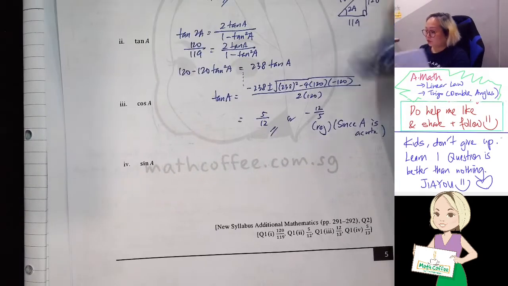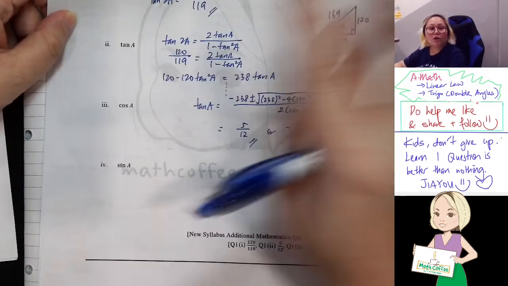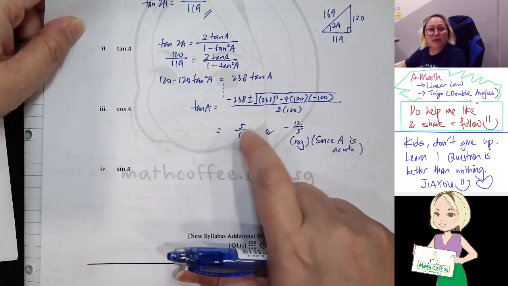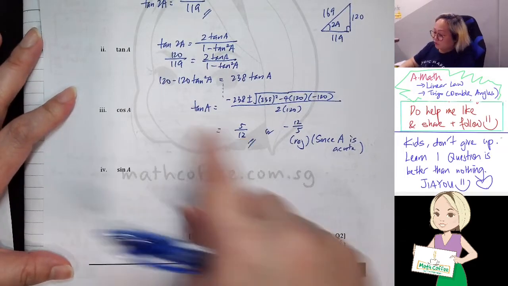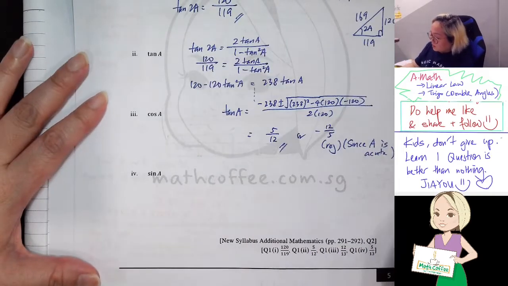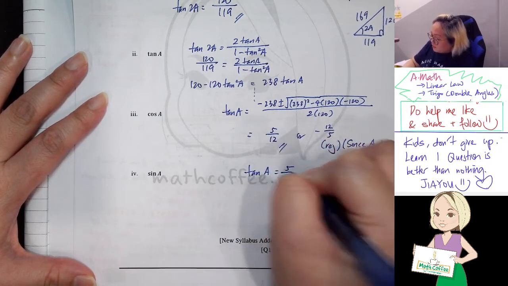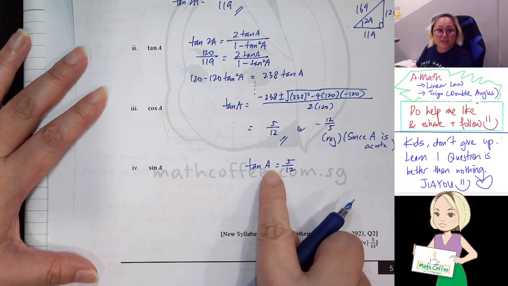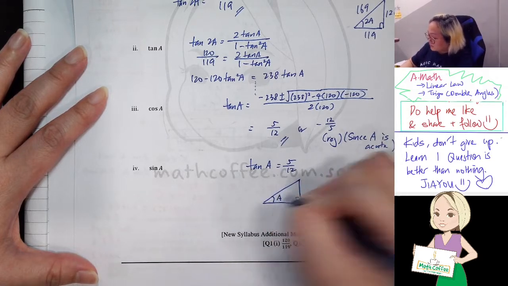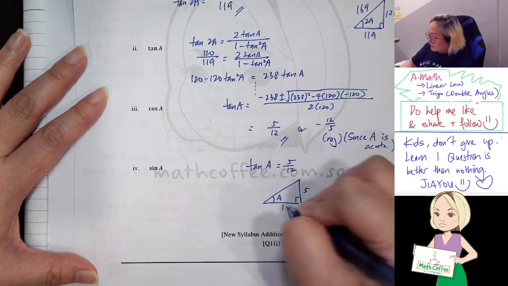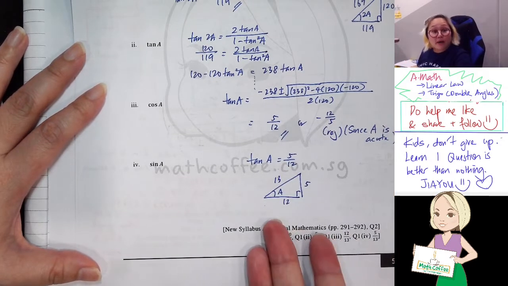Okay, let's move on to find cosine A. Cosine A is easy already. You know why? Because we have our tangent A. Okay, so since I have my tangent A is 5 over 12, I'm going to draw another diagram. Since my tangent A is 5 over 12, and we know that A is in the first quadrant, my triangle will look like that. Opposite 5 and adjacent 12, Pythagoras theorem, this is 13. So now I have this triangle easy.